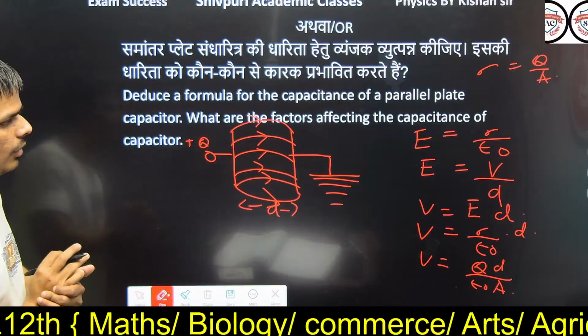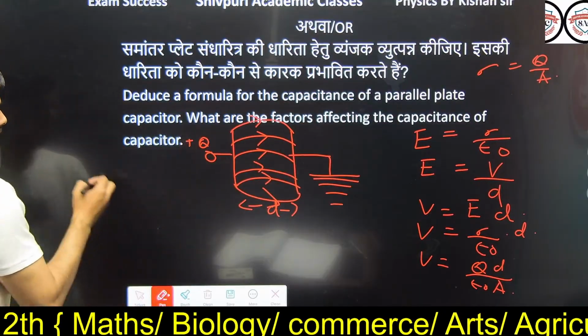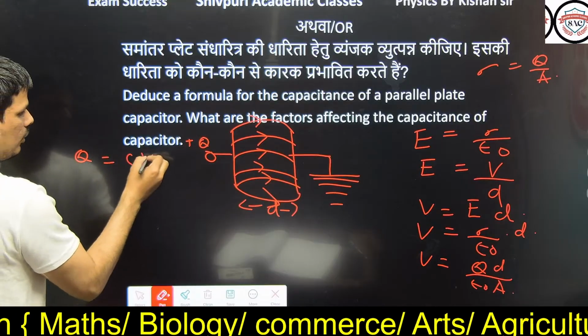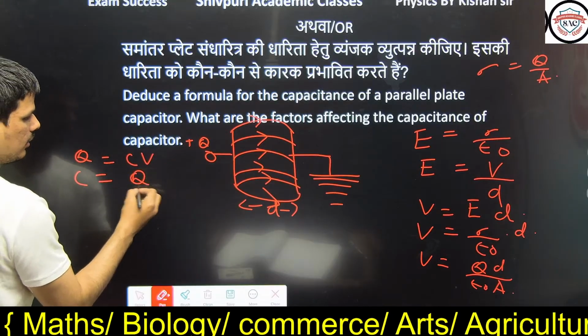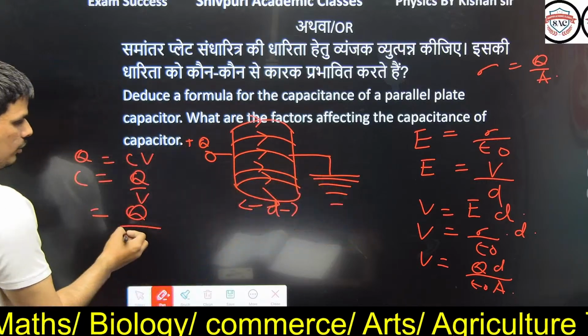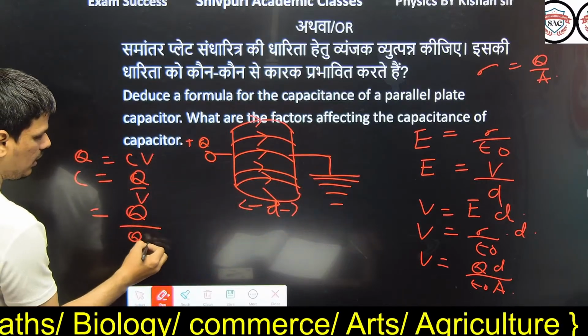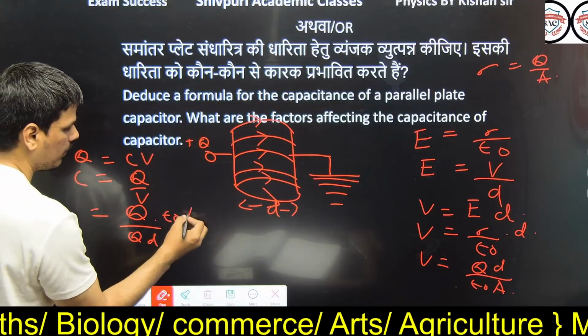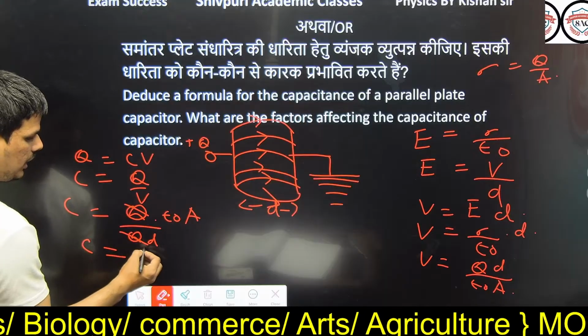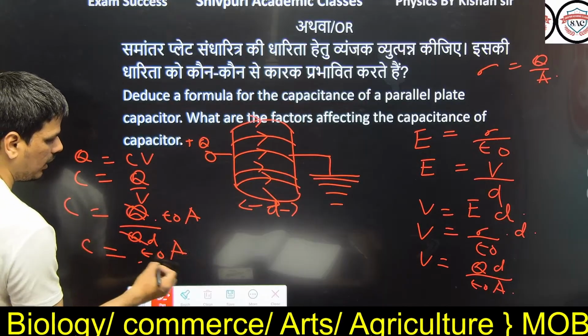So we could put V equals Q into D by epsilon naught A. Now we just need the value of the capacitance. So capacitance: Q equals CV, so C equals Q by V. Put the value of V from here, so C equals Q into epsilon naught A by Q D. So Q will get cancelled out, and we will get the value C equals epsilon naught A by D.